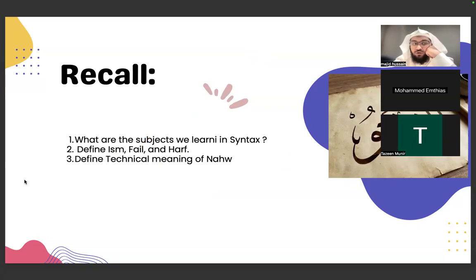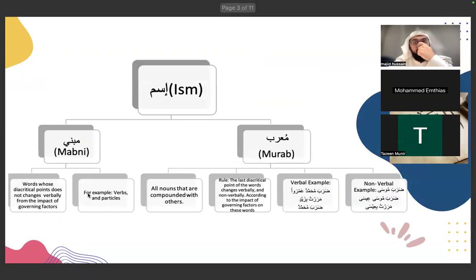Moving to today's lesson. In today's lesson, we will be discussing more on ism and then the i'rab. Now, we talked about al-kalima, that Nahw is divided into two things, al-kalima and kalam. Then al-kalima is divided into three things: ism, fi'l, harf. Now we are further dividing ism. Ism is divided into two things now. First is mabni and the other one is mu'arab.